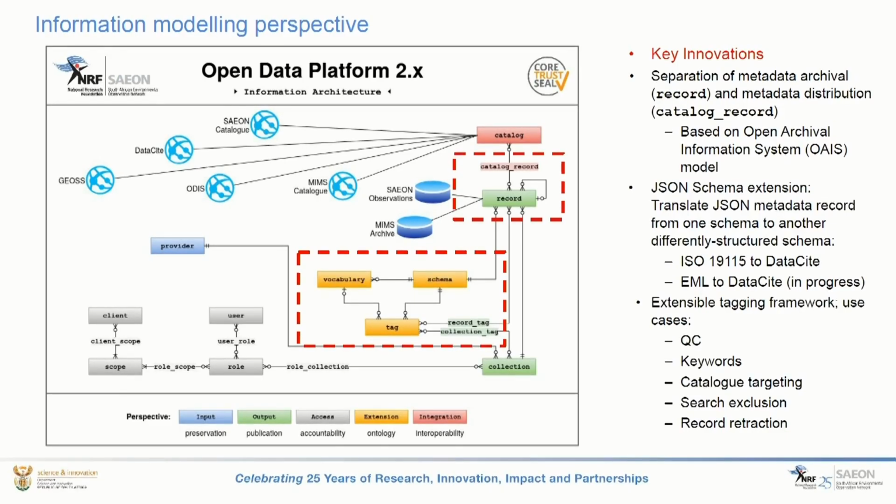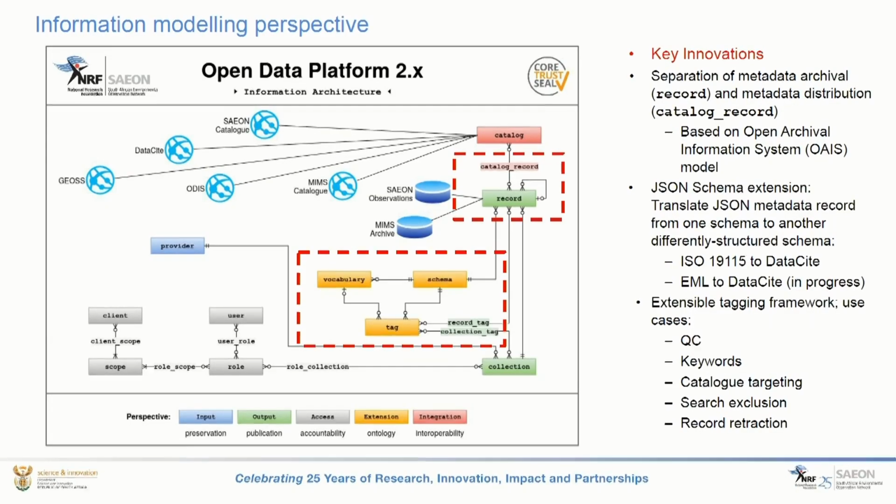Then we've done a lot of work with JSON Schema, not only for metadata validation, but we've developed an extension to JSON Schema, which enables us to translate JSON metadata records from one schema to another. So there's the ISO 19115 standard that Daniel mentioned. We use extensively for marine data sets. It's a geospatial standard which is quite semantically rich in comparison to DataCite.